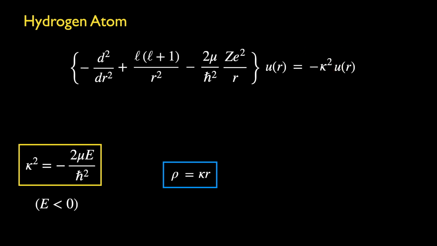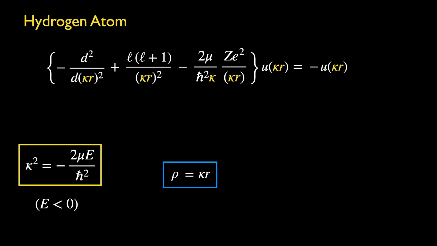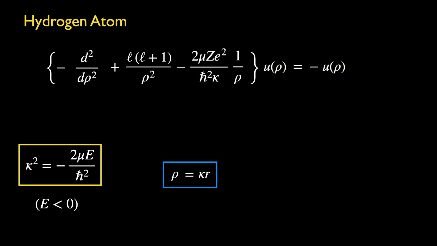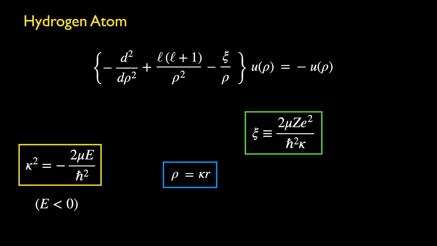Then divide by kappa square. Notice that all R's are now paired with a kappa in the operator within the curly braces. So U is in fact a function of kappa R, which is rho. To simplify matters, we denote the factor in the red box by the parameter xi. Note that both xi and the variable rho are dimensionless, so is the operator in the curly braces.